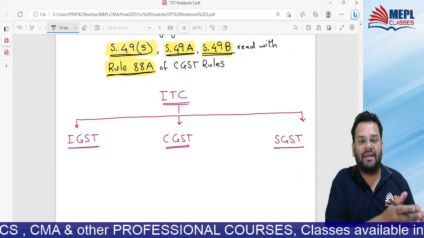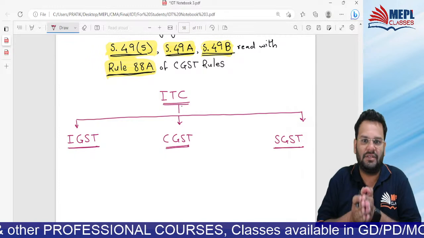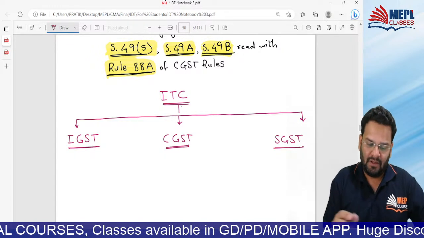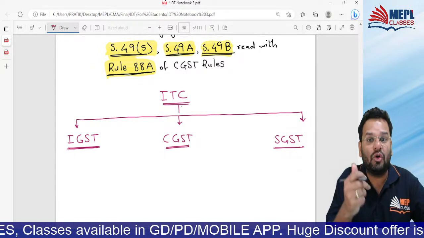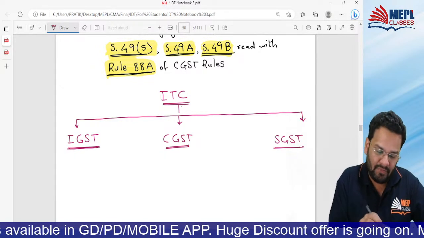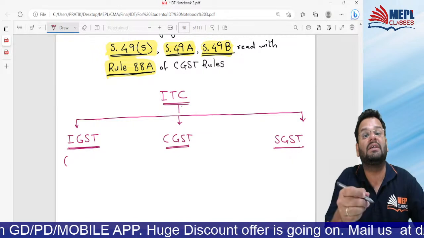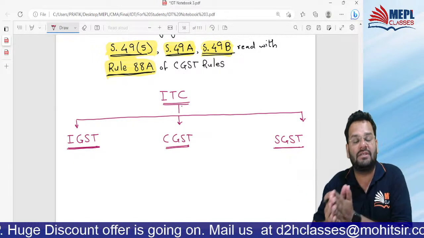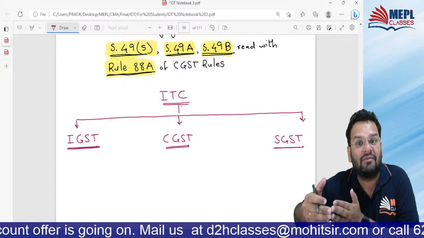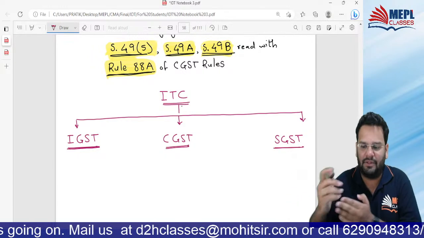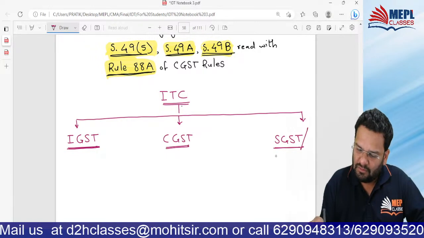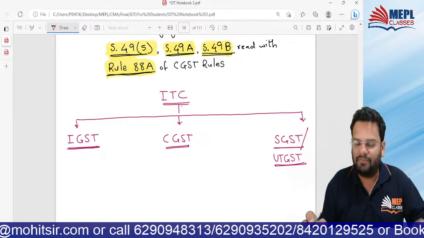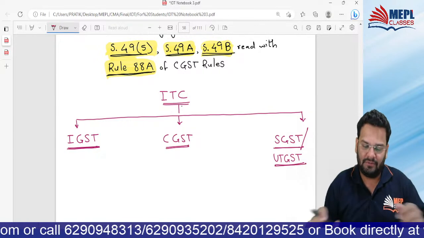You can have balance of IGST. You can have balance of CGST. You can have balance of SGST. Why have you got balance of IGST? Because you must have done interstate purchase. Why have you got balance of CGST, SGST? You must have done intra-state purchase. So CGST and UTGST, for them, we can do a common discussion.